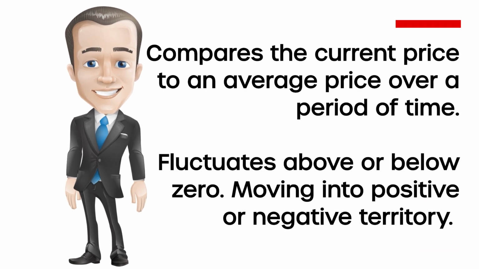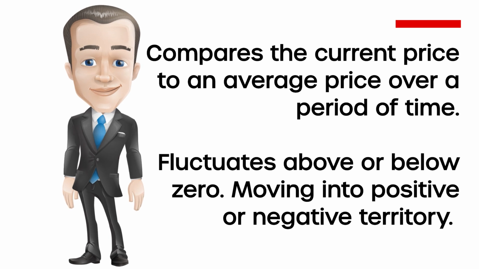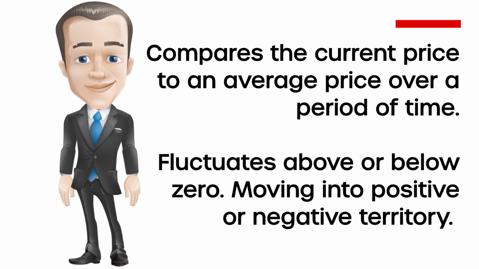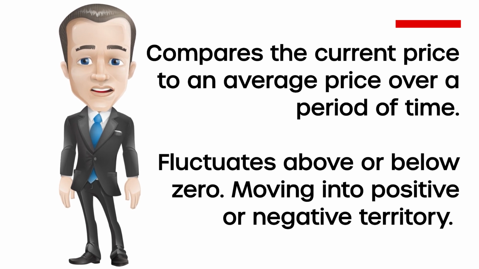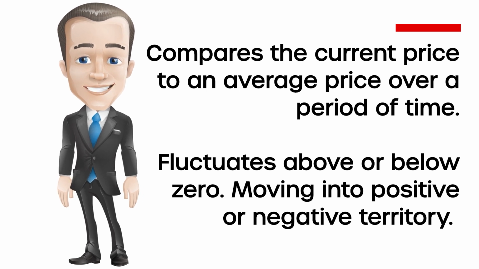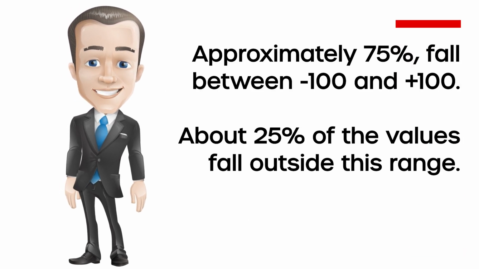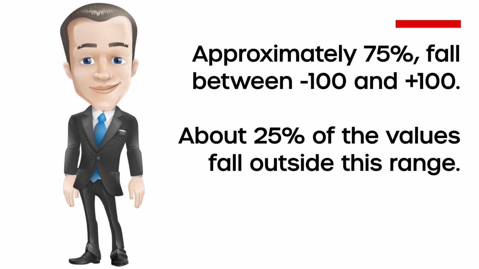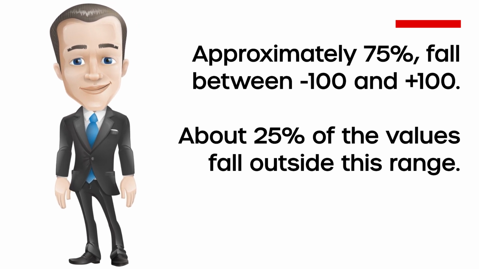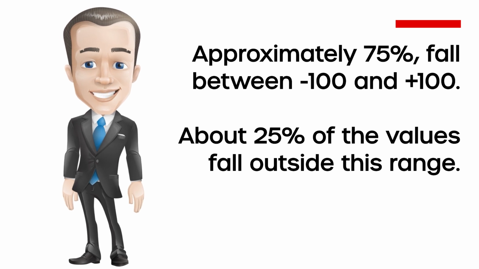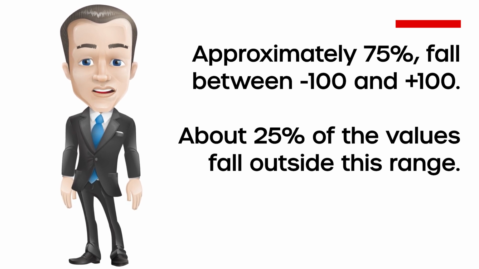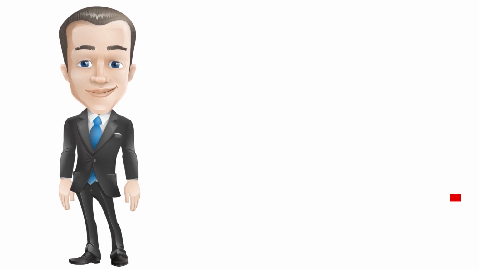The CCI compares the current price to an average price over a period of time. The indicator fluctuates above or below zero, moving into positive or negative territory. While most values, approximately 75%, fall between minus 100 and plus 100, about 25% of the values fall outside this range, indicating a lot of weakness or strength in the price movement.